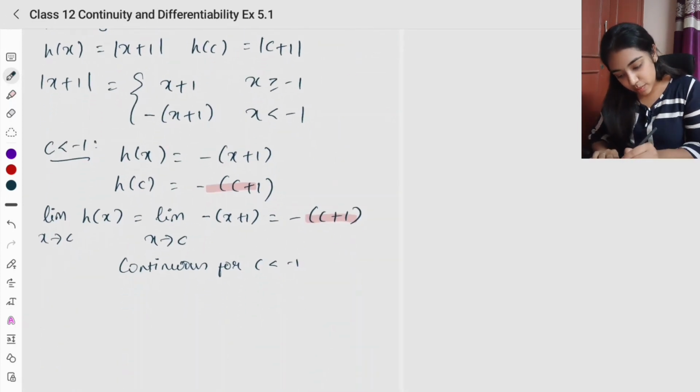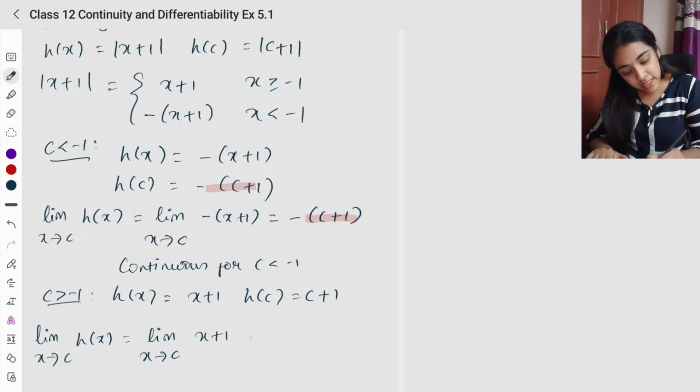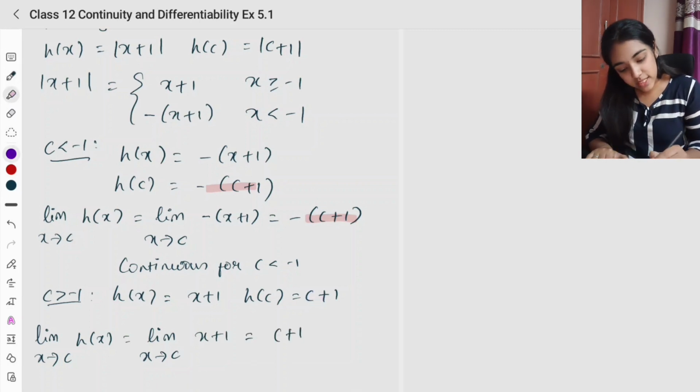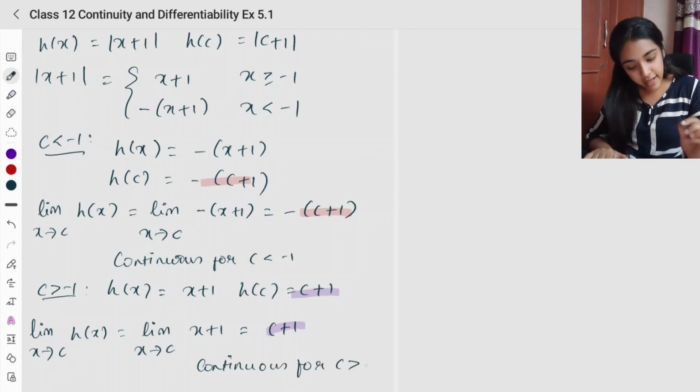Now for c greater than minus 1, I'm going to have h of x to be x plus 1. So h of c is going to be c plus 1. If I apply the limit, the limit as x tends to c of h of x is going to be the limit as x tends to c of x plus 1. When I apply the limit, I'm going to have c plus 1. So I see that the values are equal, c plus 1 and c plus 1. So it is continuous for c greater than minus 1.